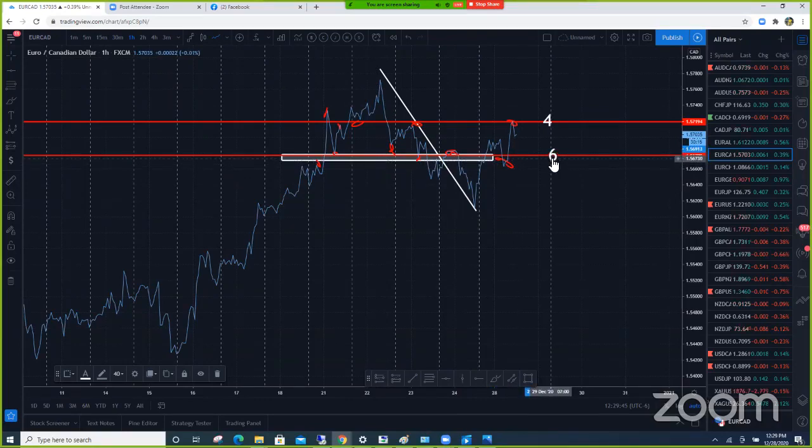So those are my 2 strongest zones. There's 6 price respects here. There's 1, 2, 3, 4 price respects there.